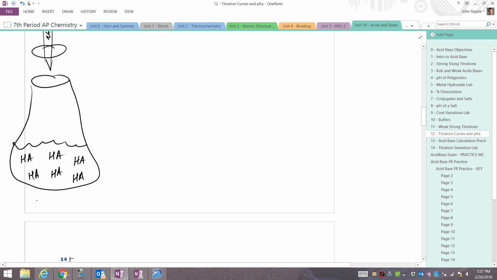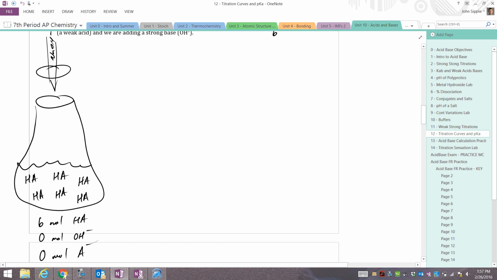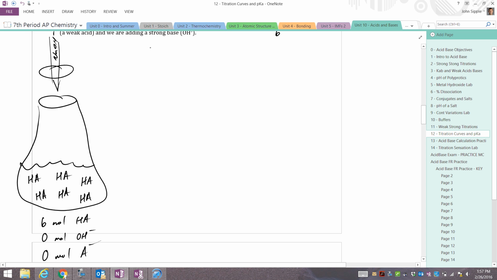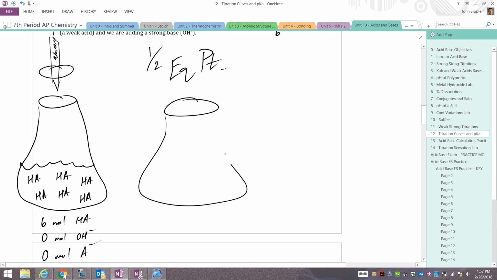All right, so I've got 6 moles of HA, right? We've got 0 moles of OH minus, and we got 0 moles of A minus, right? There's none of that going on. Okay? Let's go to the half equivalence point. So at the half equivalence point, what do we have in our flask now?